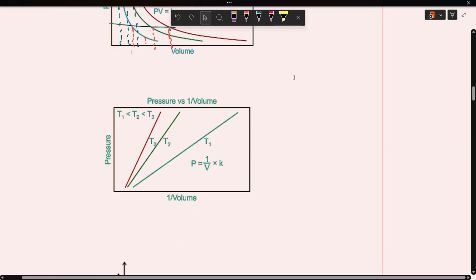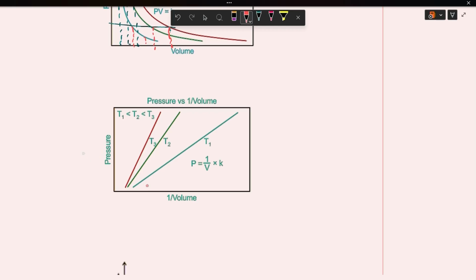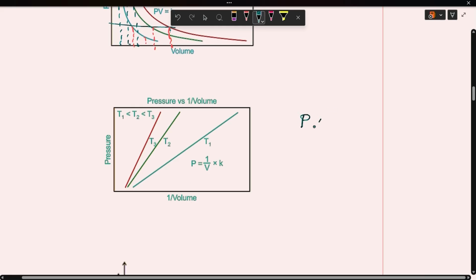Now, here there is again a plot of pressure versus 1 by V, inverse of volume, and in this case you can see that we have straight lines going on, because P is proportional to 1 by V.